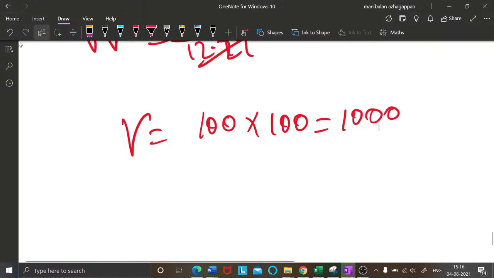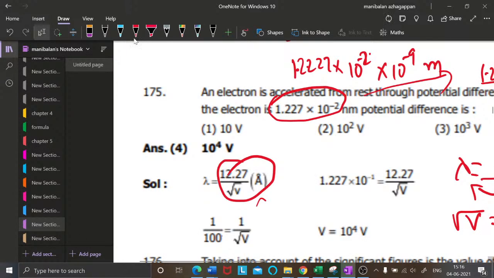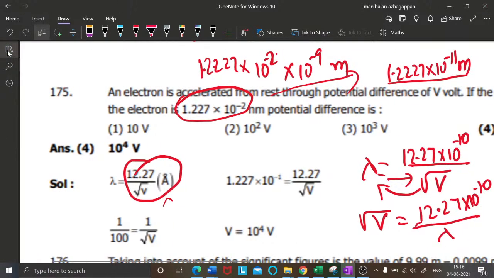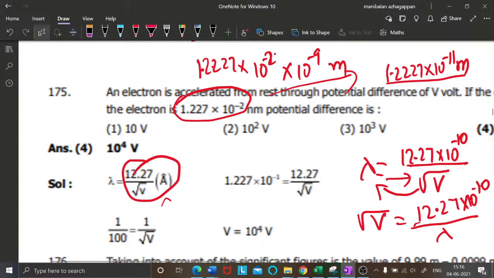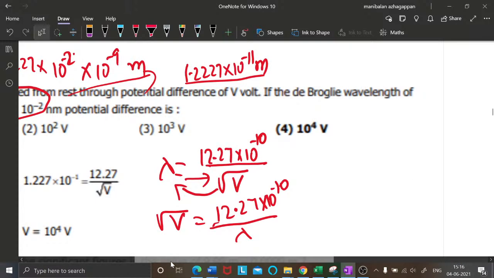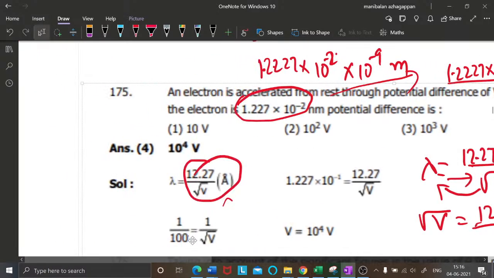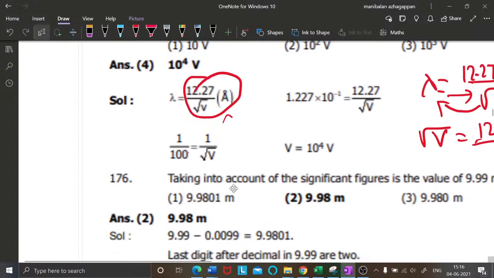So we see what answer we get. We were finding the root value, and the square of it is 10,000. So I got the answer 10^4. This is the correct value. The wavelength was given, and we found the voltage of the electron.